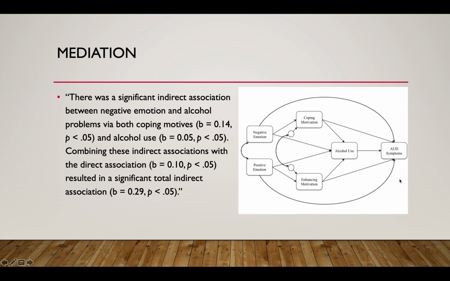So here is a mediated effect. We've got a model here. This is from a previous study that we did. And then you have a write-up that says there was a significant indirect association between negative emotion and alcohol problems via both coping motives and alcohol use. Combining these indirect associations with the direct association, that is right here, we have a direct association between alcohol use. And right here, the coping motive is a direct association. So you would say combining these indirect associations with the direct association, I'm sorry, this is the only direct association, resulted in a significant total indirect effect. So that's how I would describe that.